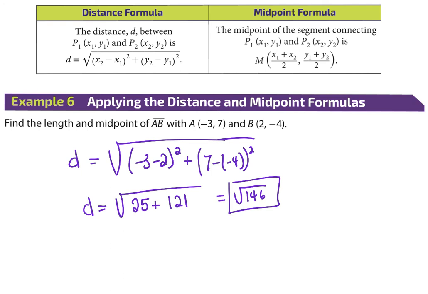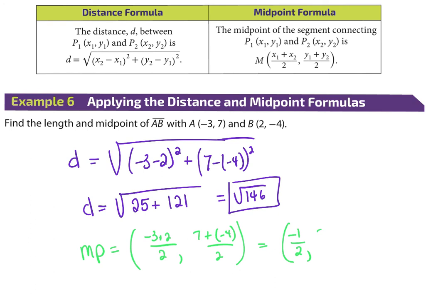And then if I wanted my midpoint, I am going to add negative 3 plus 2 over 2, 7 plus negative 4 over 2, right? Negative 3 plus 2 is negative 1. Just leave it as a fraction. 7 plus a negative 4 is 3. Leave it as a fraction. That is my midpoint. So it's just a matter of knowing those. Hopefully you know those, right?